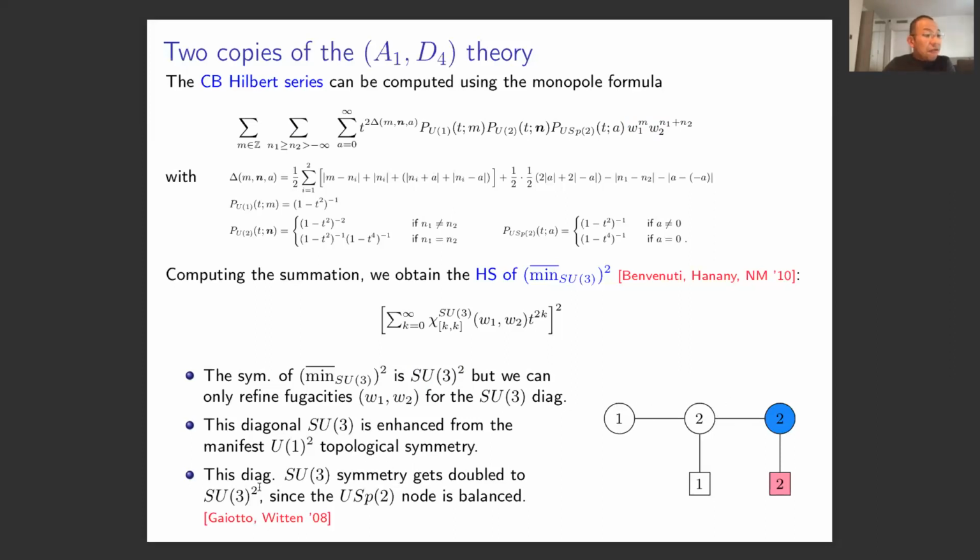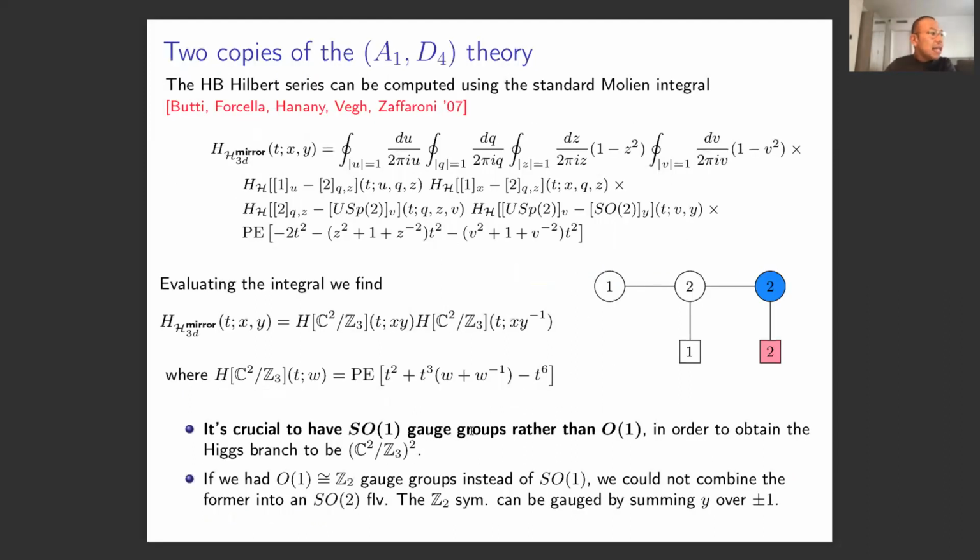Okay. But further, the full Coulomb branch symmetry of the full theory should indeed be SU3 squared. Why? One explanation is because of some monopole operator; it has something to do with the USP2 node being balanced. So USP2 has 4 flavors, and according to the rule, the symmetry gets doubled in this case. So this is one nice feature that you can see, and indeed you can compute the Higgs branch of this theory, and it turned out to be 2 copies of C2 mod C3.